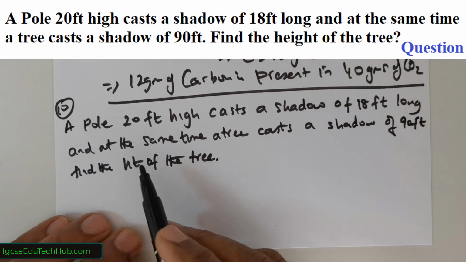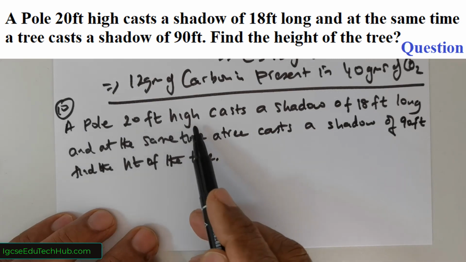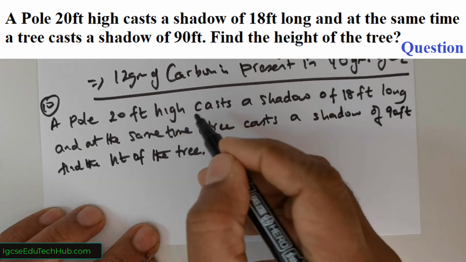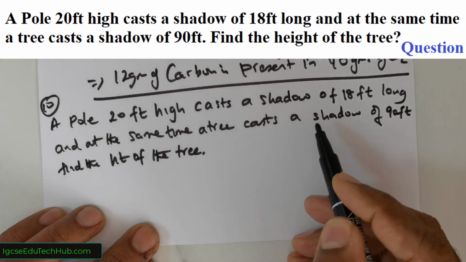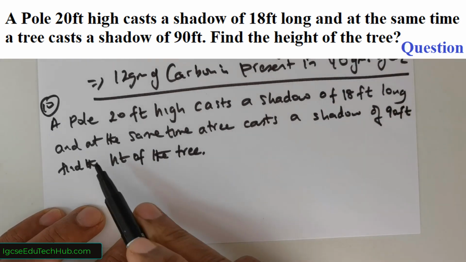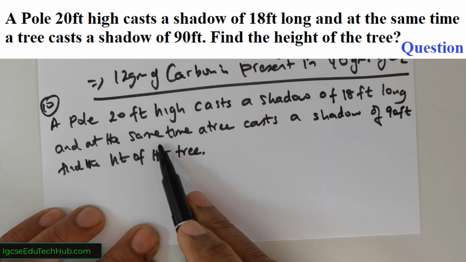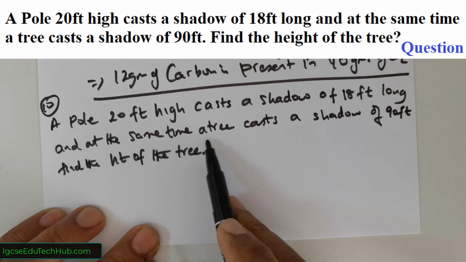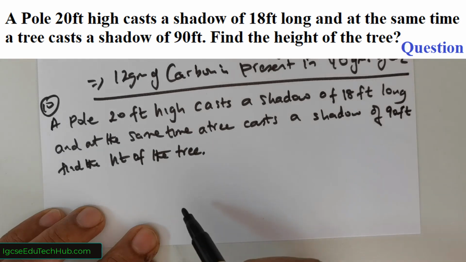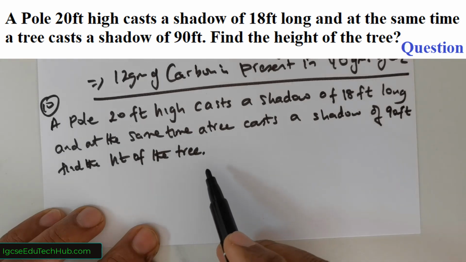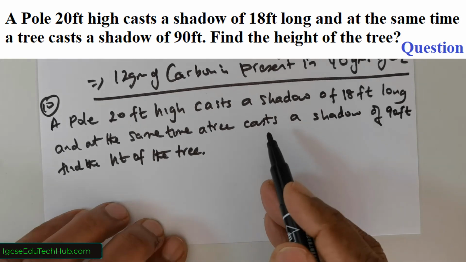We got an interesting question. A pole of 20 feet height, or I would say 20 feet high, casts a shadow of 18 feet long, and at the same time you have a tree casting a shadow of 90 feet. Find the height of the tree. So how are we going to do this question?